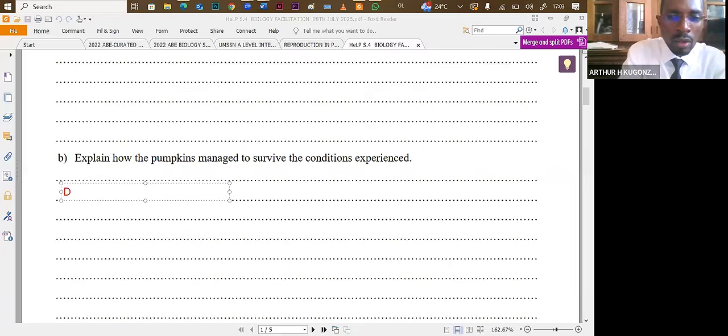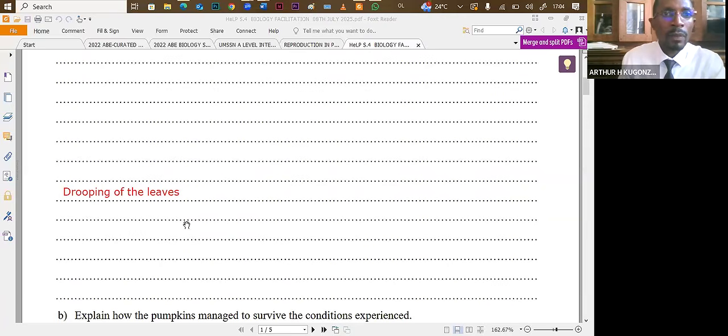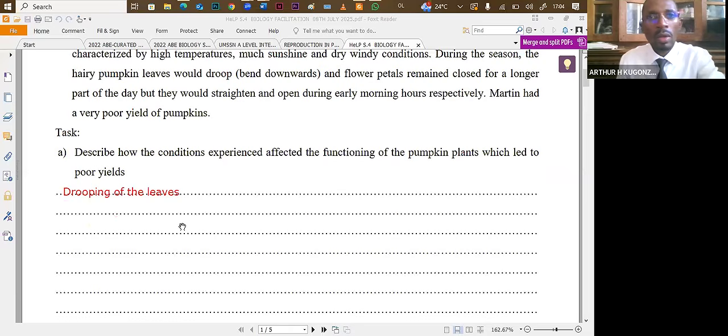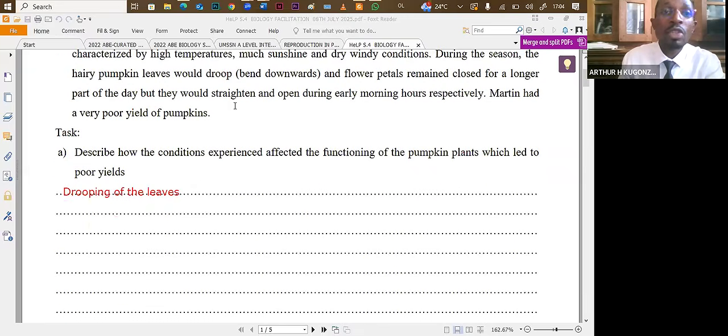Drooping of the leaves. Then also that point reads that... sorry. Okay. So we are here, they're saying during the season, the hairy pumpkin leaves would droop. And what are we looking for? How did these plants manage to survive? And the first point we are saying, drooping of the leaves. Then what is the next point?